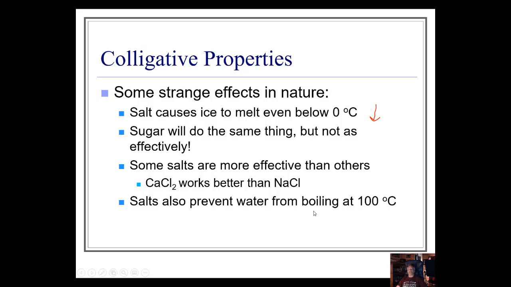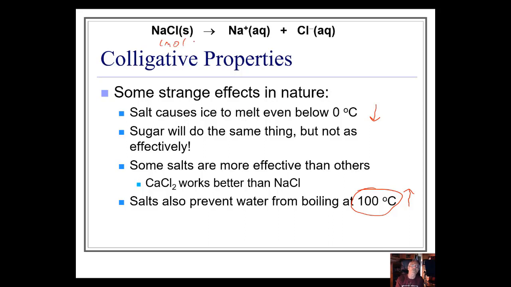And salts also prevent water from boiling at the normal boiling temperature for water at 1 atmosphere of pressure, which is 100 degrees Celsius, and it tends to elevate the temperature at which the solution will boil. Sodium chloride will dissociate into 2 particles. So every time 1 mole of sodium chloride dissociates, you get 2 moles of particles. That's just a mole of sodium cation and a mole of chloride anion. 1 plus 1 is 2.